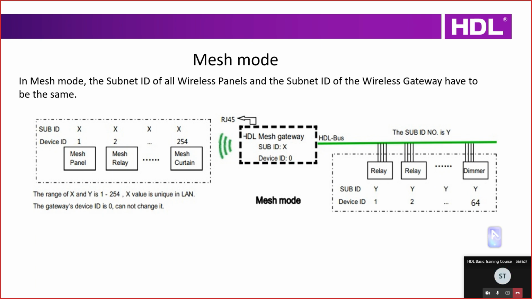And here are some comparisons between the two modes. First, mesh mode. In mesh mode, the subnet ID of all wireless panels and the subnet ID of the wireless gateway have to be the same. So you must make sure that the subnet ID of all wireless panels and the gateway are the same. It is very important.